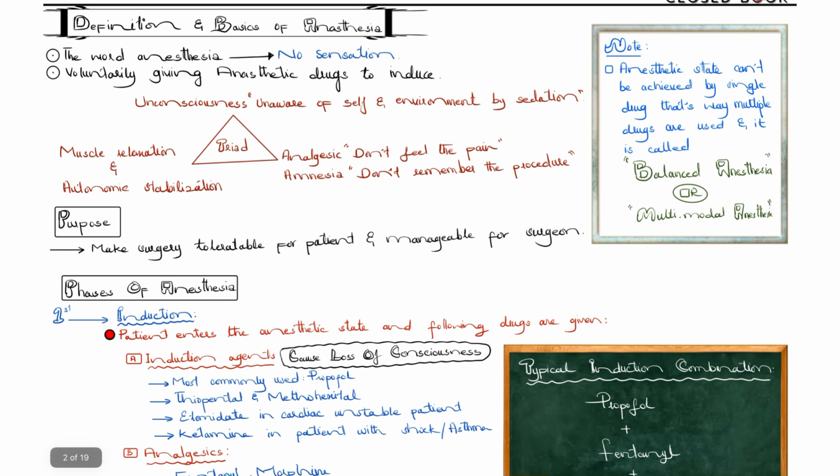Now let's jump to definition and basics of anesthesia. The word anesthesia means no sensation. It is a voluntary process in which the anesthetist gives anesthetic drugs to induce the anesthetic states. And there is a triad of anesthetic states: unconsciousness, where the patient will be unaware of self and environment, achieved by sedation; analgesia, where the patient does not feel pain; amnesia, where the patient will not remember the procedure; and then there will be muscle relaxation and autonomic stabilization. Autonomic stabilization means that the vitals like pulse, blood pressure, and temperature will be stable.